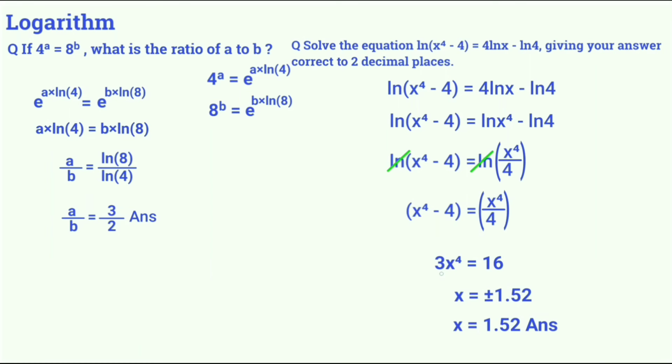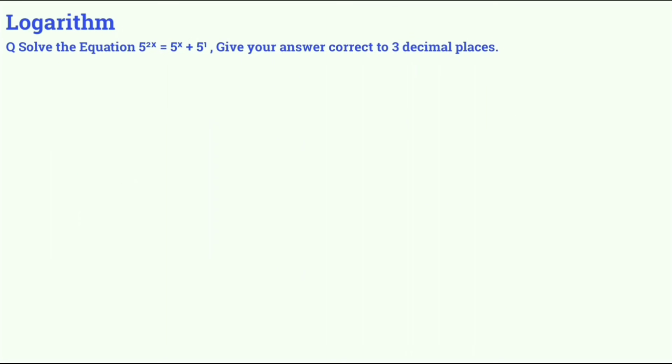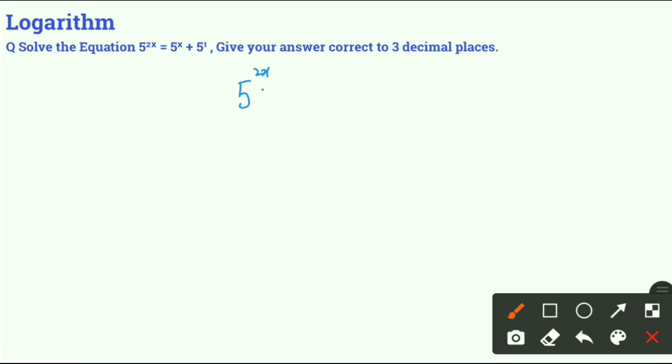If you choose negative, then it will give an error. That's why. Solve the equation. This gives you the answer correct to 3 decimal places. 5 2x is equals to 5x plus 5 1.